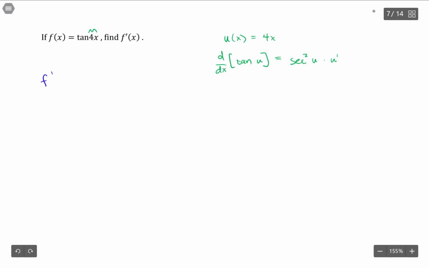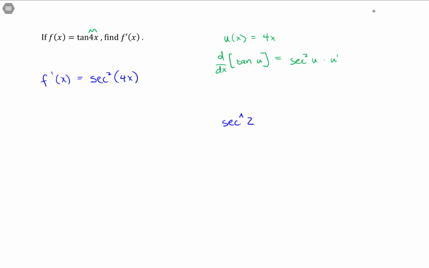So this works out fairly straightforward. We just take the derivative of the outer function, which gives us secant squared, leave the inner function alone, and it's okay when you type answers in. You can type in secant and then an exponent and then a 2, but you can't put a 4x like this without parentheses. You have to put the argument of your trig function in parentheses. Otherwise, the system will give you an error message.